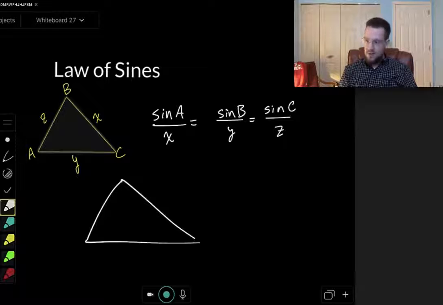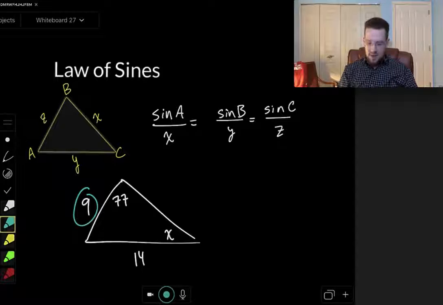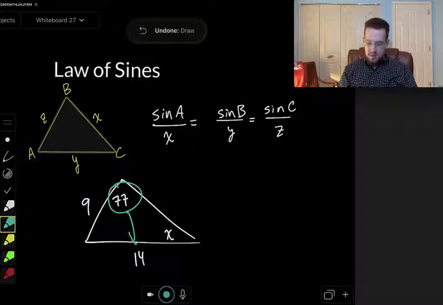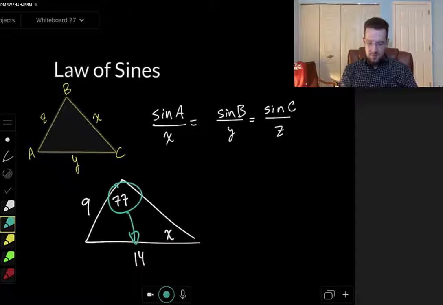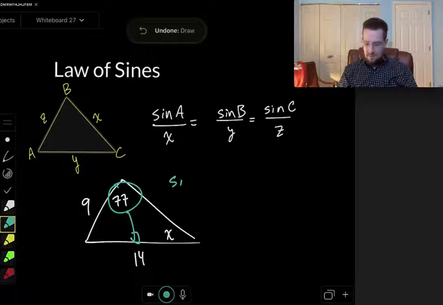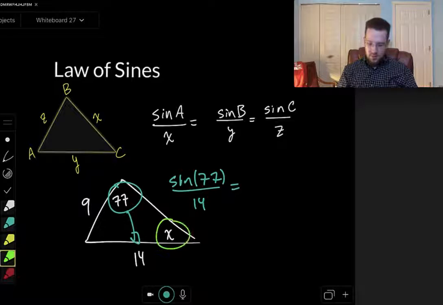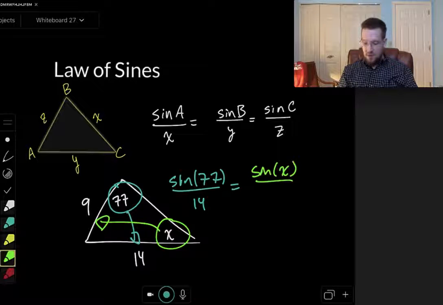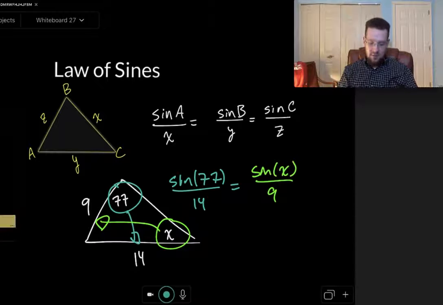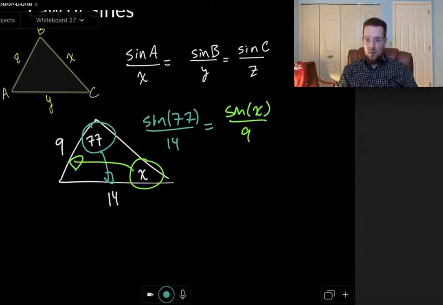How about I have a triangle that looks like this? 9, 77, 14, x. Okay, let me set up my proportion. So I'm going to have sine of 77 over 14 is equal to sine of x. Notice we don't have the angle here, and if you're thinking to yourself, we're going to have to use the inverse, then you are one step ahead of the game.